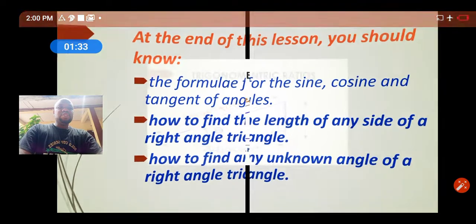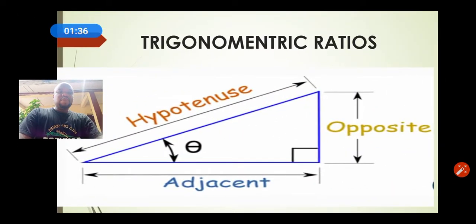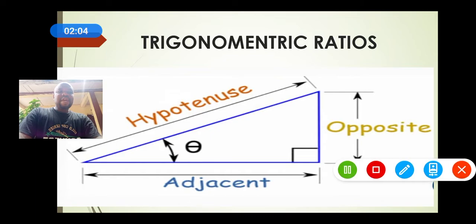Before we go into details, let us acquaint ourselves with how to identify the sides of a right angled triangle. A right angled triangle has three sides, namely the hypotenuse, the opposite, and the adjacent. To identify the different sides of a right angled triangle, you first of all identify the hypotenuse. The hypotenuse is the side that is opposite the right angle.